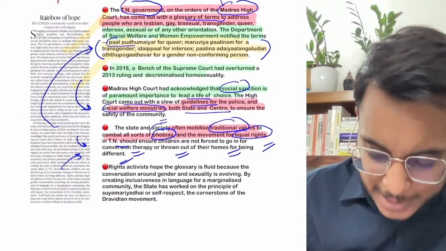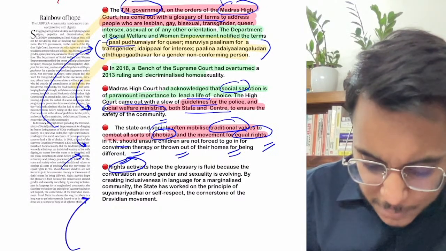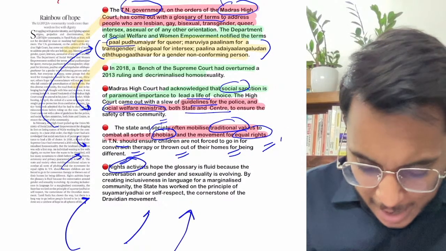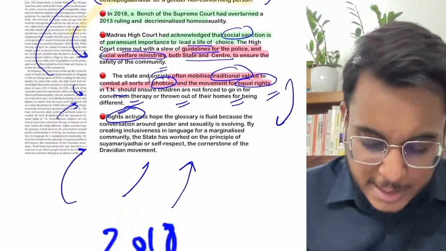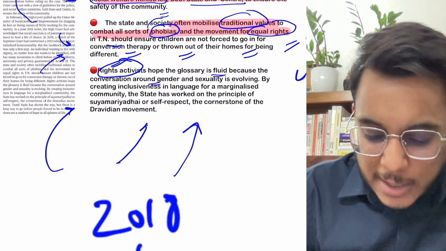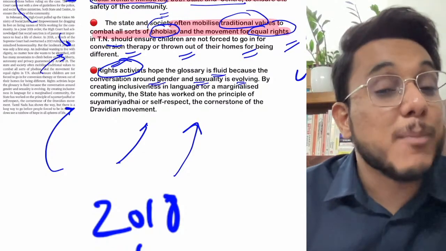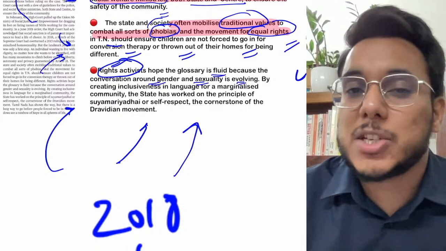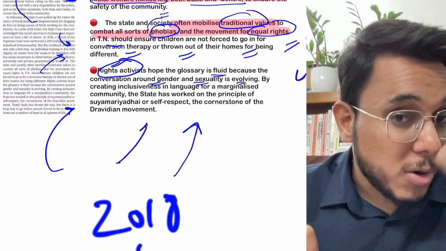Moreover, it has been provided that the rights activists should further work in this particular direction and make sure that the dignity of all people is restored. Okay, fine. Rights activists hope that the glossary is fluid because the conversation around gender and sexuality is evolving. Many more new changes, many more new revelations are coming in this area. So this terminology needs to be fluid. It needs not to be very specific.